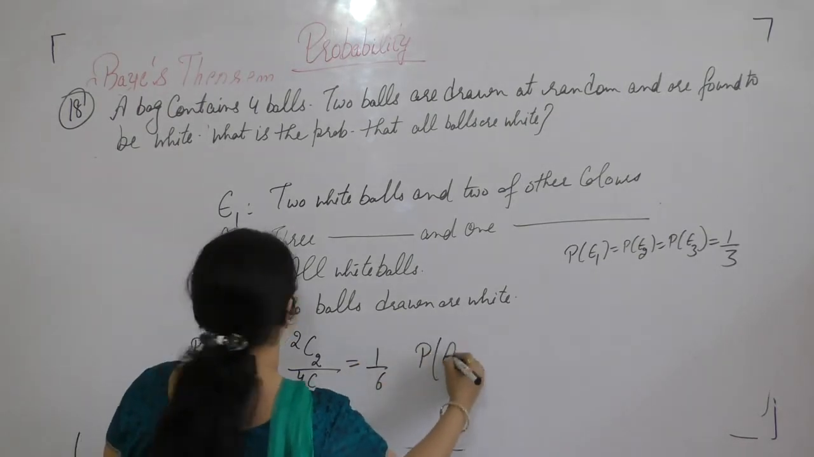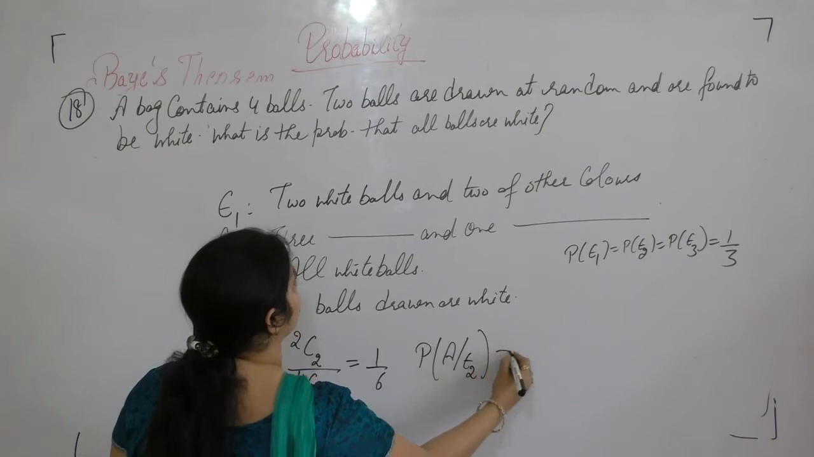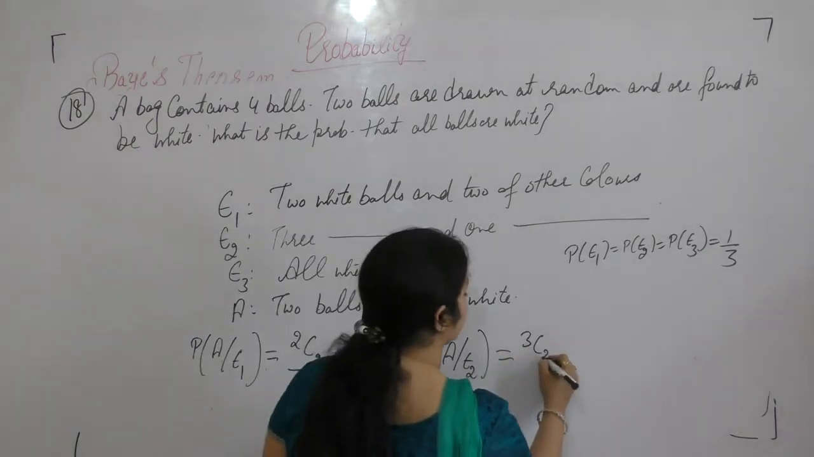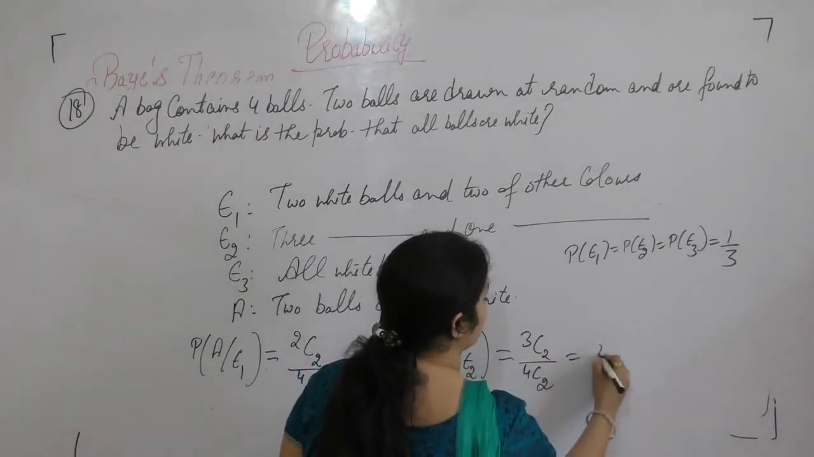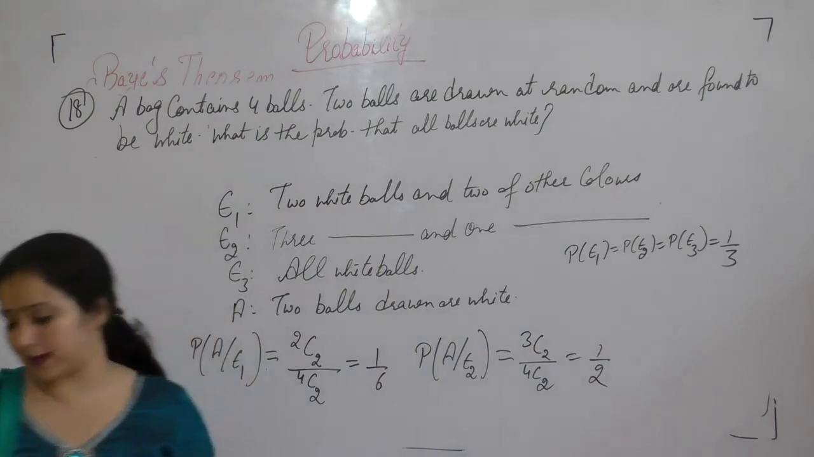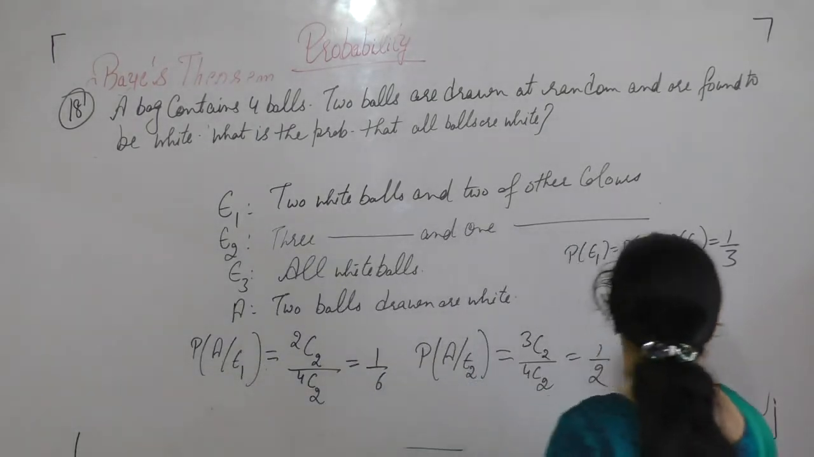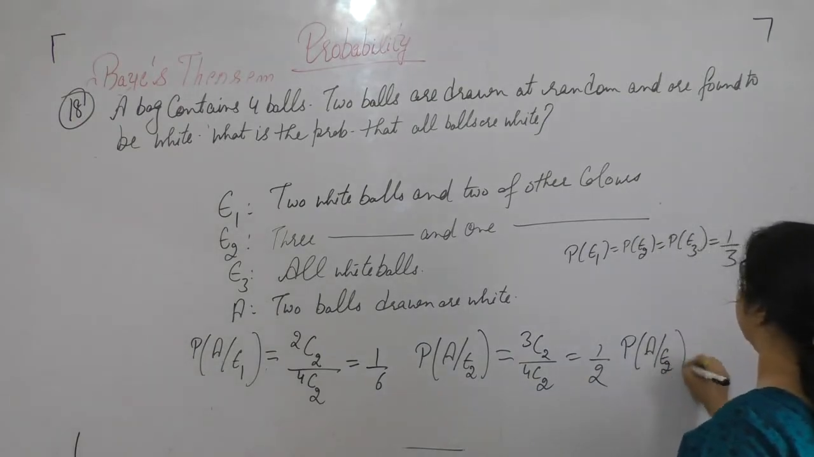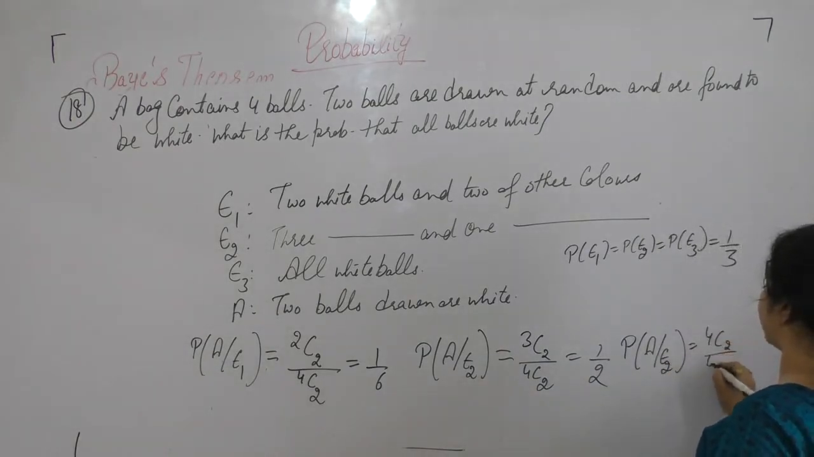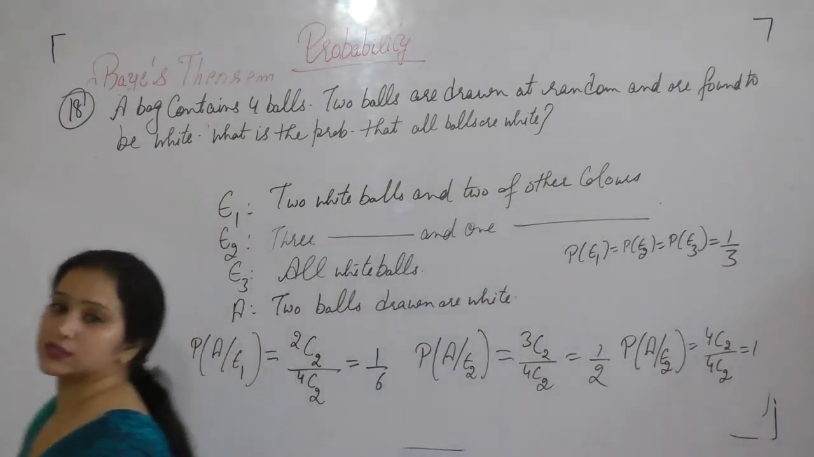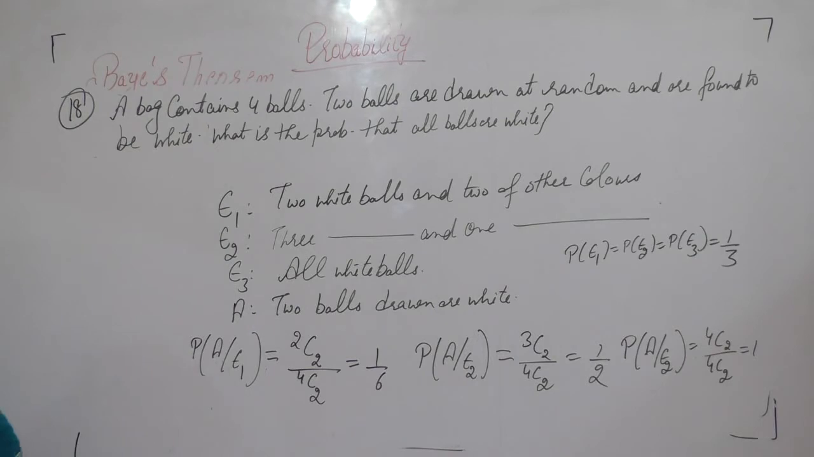Now probability A upon E2. Now there are 3 white balls. So 3C2 upon 4C2. After solving it, we will get 1/2. Now probability of A upon E3. All the 4 balls are white, so 4C2 upon 4C2, that is 1.